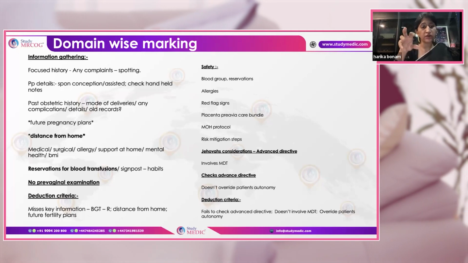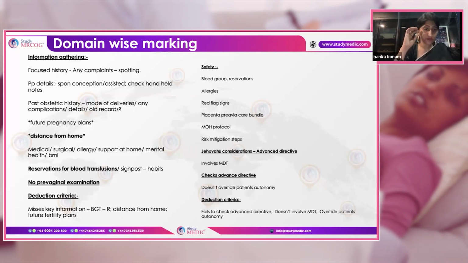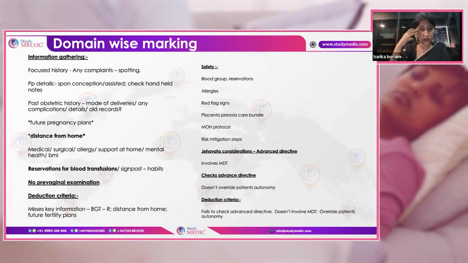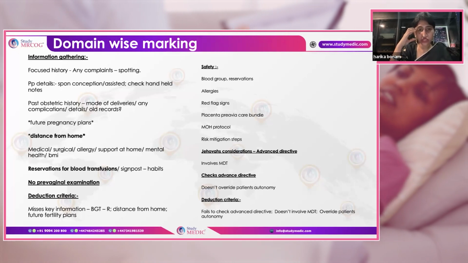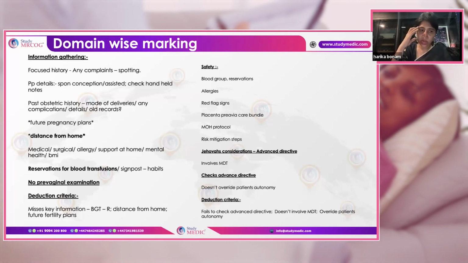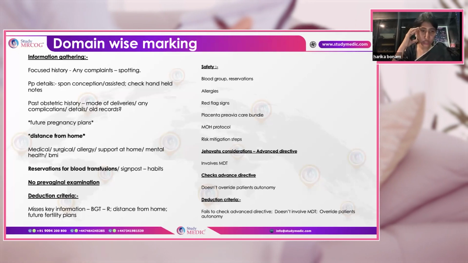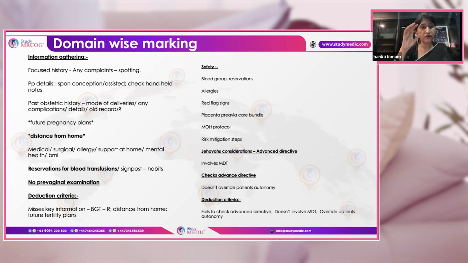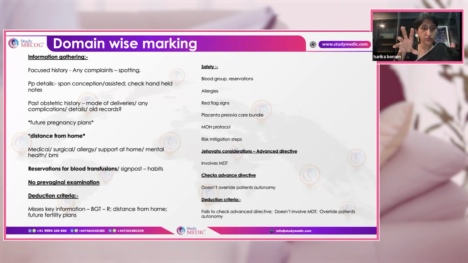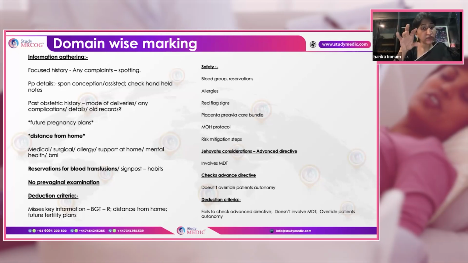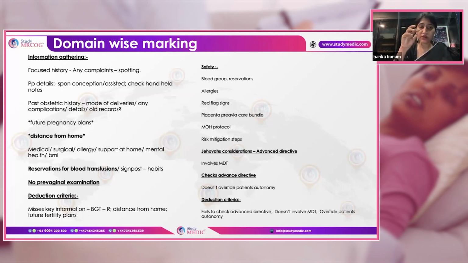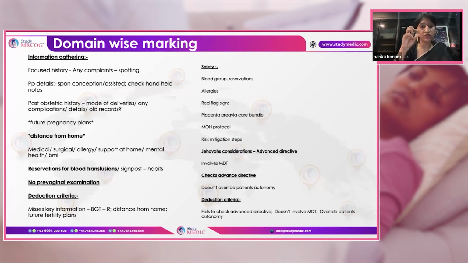The most important point here is reservations for blood transfusion. You can signpost and ask about the habits, because she's not in labor. She's just at 5 months gestation. So you can ask for completion's sake, and do not do a provisional examination. For deduction of marks, if you take the entire history, you will get the full score, a pass score. In case you miss key information like blood group and reservation because she's a Jehovah's Witness, what is her distance from home?